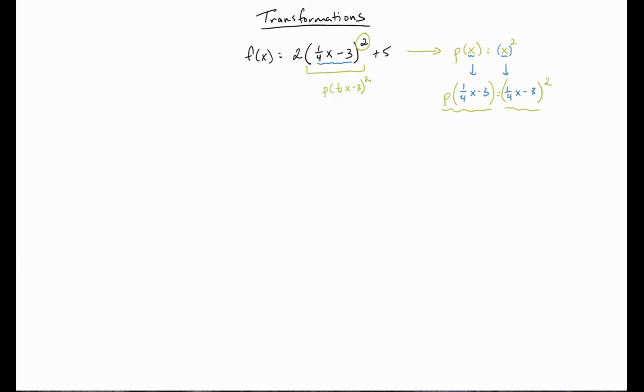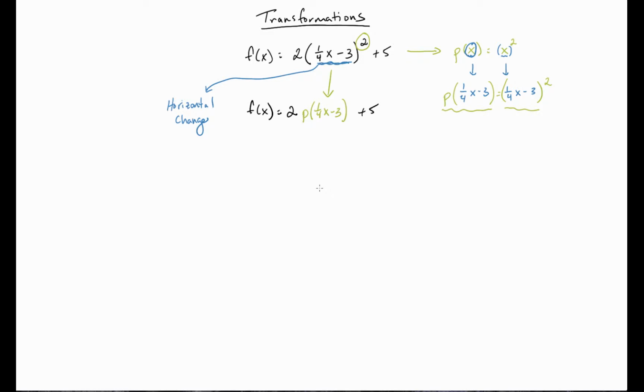Now, the important thing to realize here is that everything that is inside here, the 1/4 x minus 3, is affecting my input. That changed the x. So that part is going to create a horizontal change. Okay, great. Well, I can now rewrite my function here in terms of my parent function. Excellent. So now I've rewritten this in terms of my parent function.